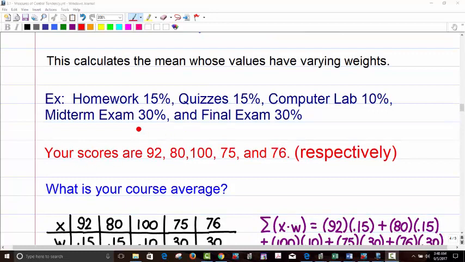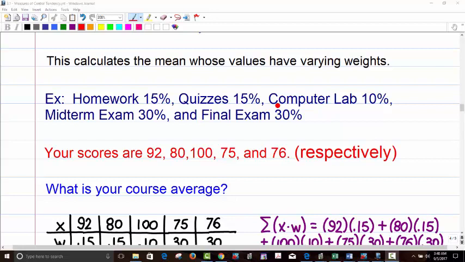So let's say our scores, in order, respectively, are 92, 80, 100, 75, 76. So we made a 92 on the homework, 80 on the quizzes, 100 on the computer lab, 75 on the midterm, and 76 on the final. So we're going to see what our average is.